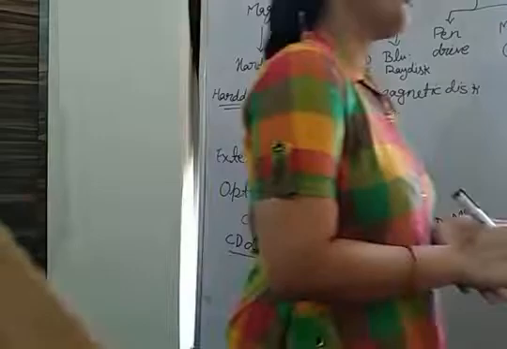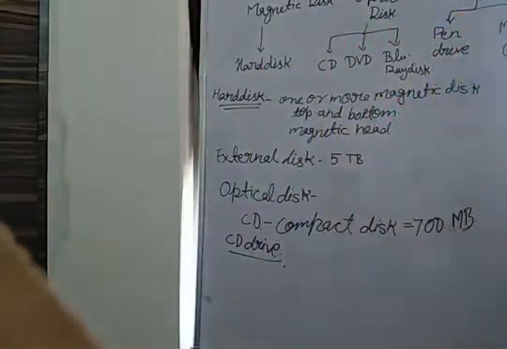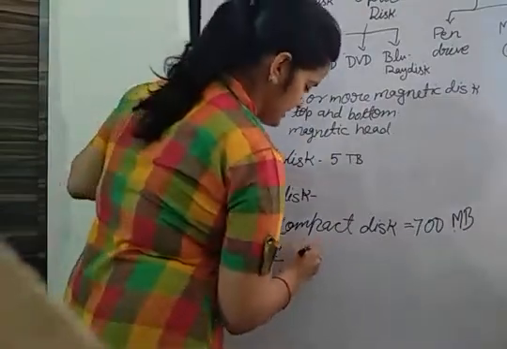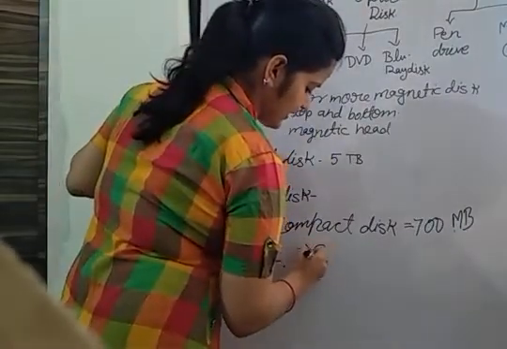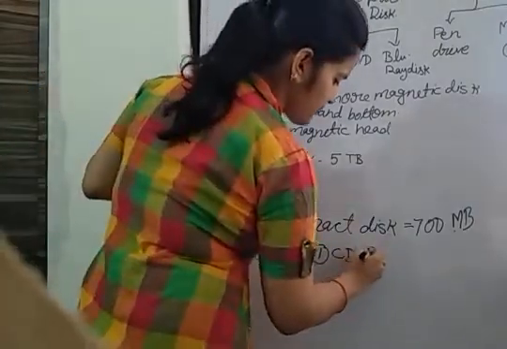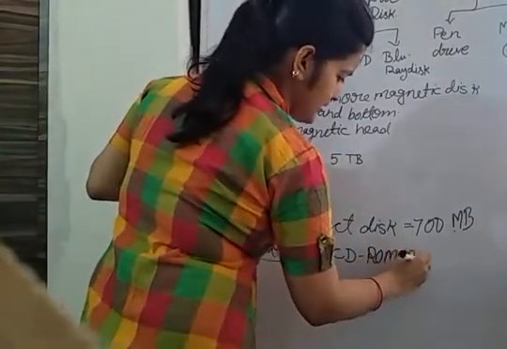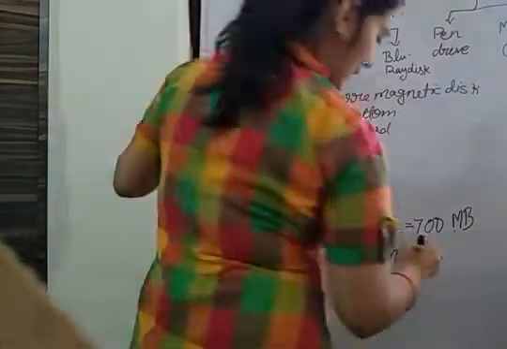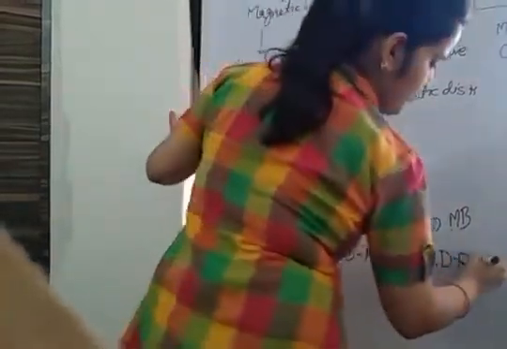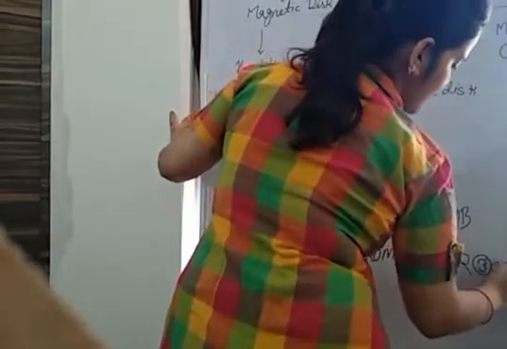Okay. Now, there are many types of CDs. Okay, students? Types of CDs. In the CD types, one is CD-ROM. Second one, CD-write. And third one, CD-rewrite.